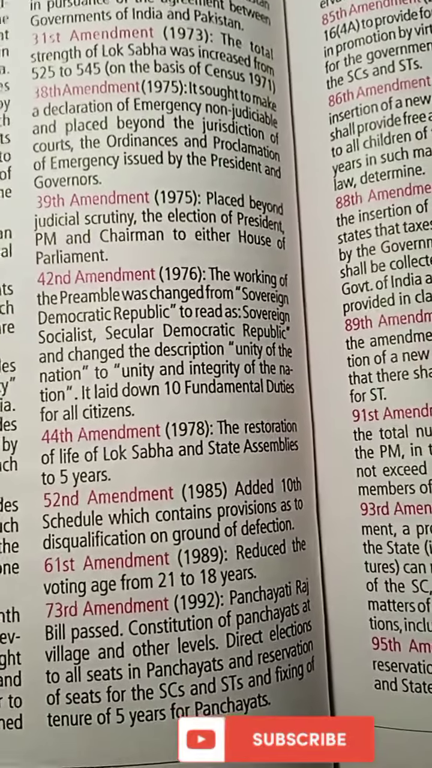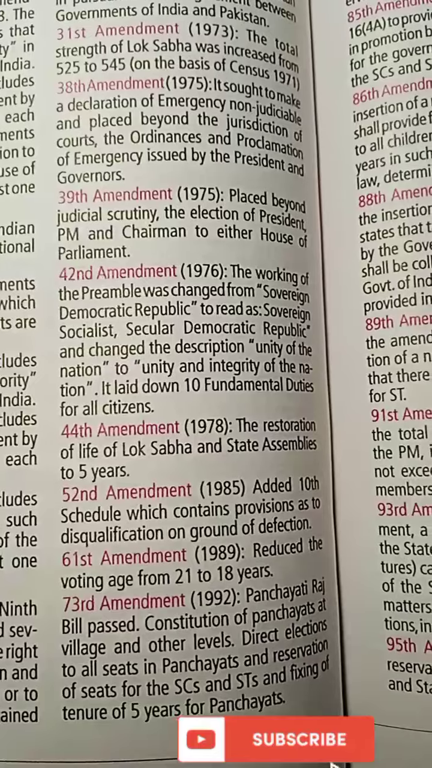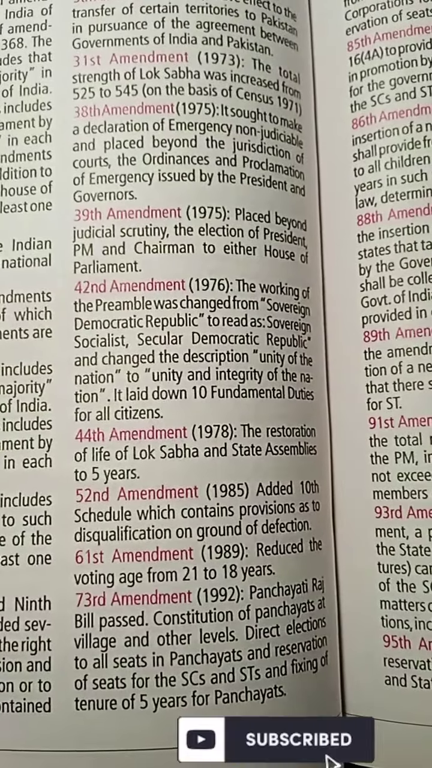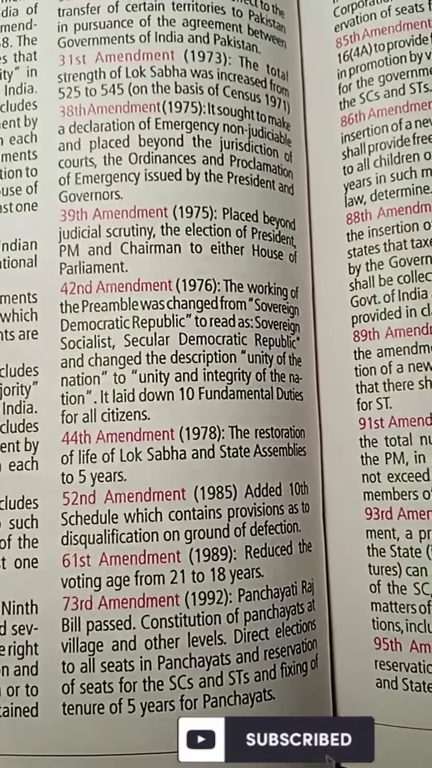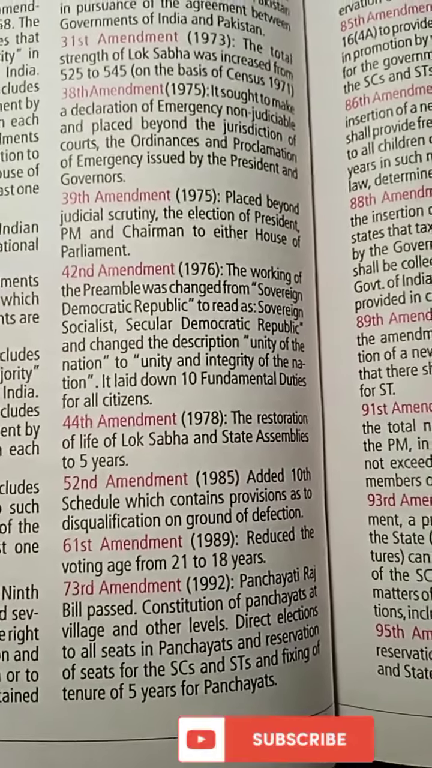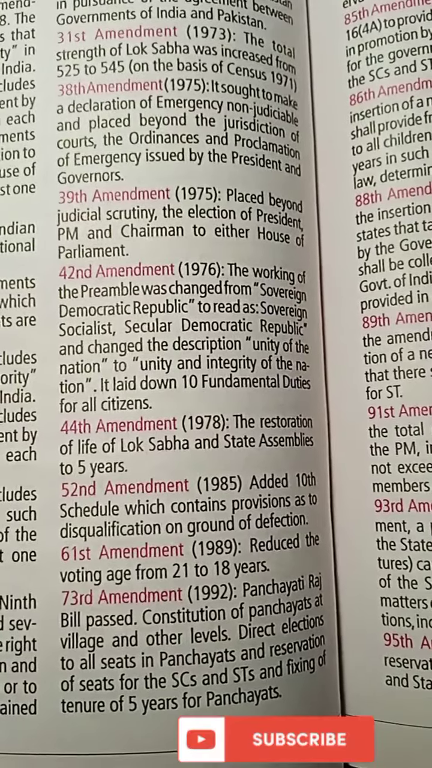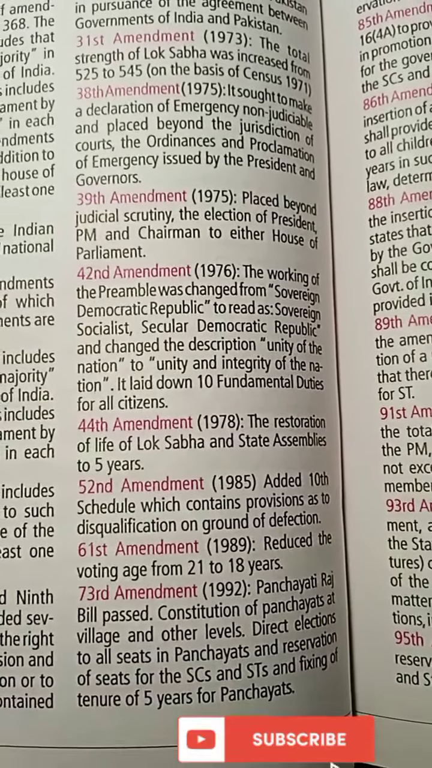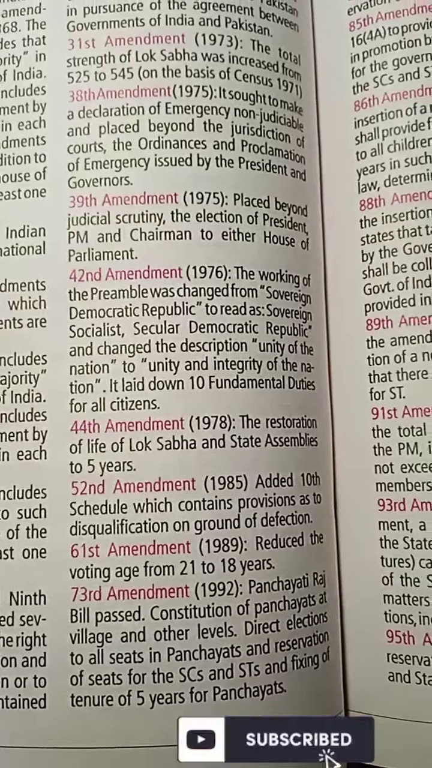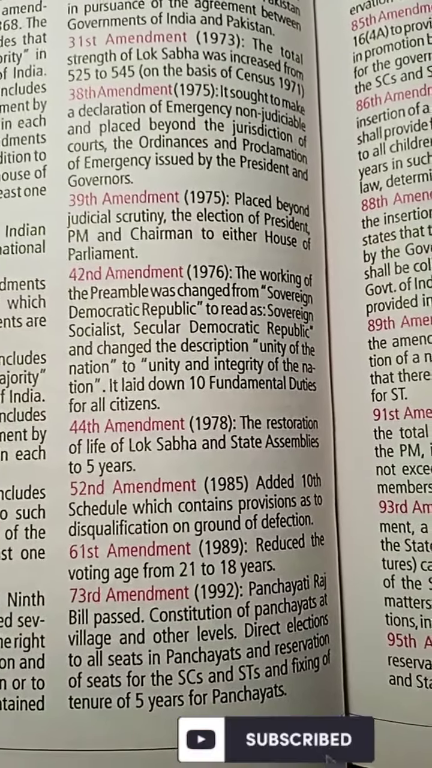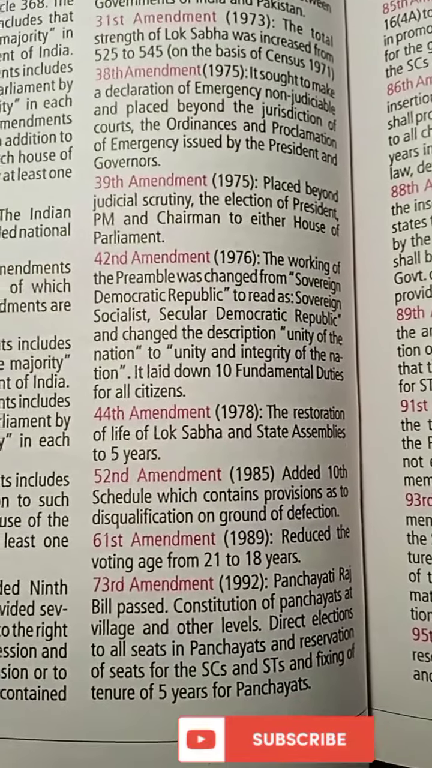44th Amendment in 1978. The restoration of life of Lok Sabha and state assemblies to 5 years. 52nd Amendment in 1985 added the 10th Schedule, which contains provisions on disqualification on ground of defection. 61st Amendment in 1989 reduced the voting age from 21 to 18 years.